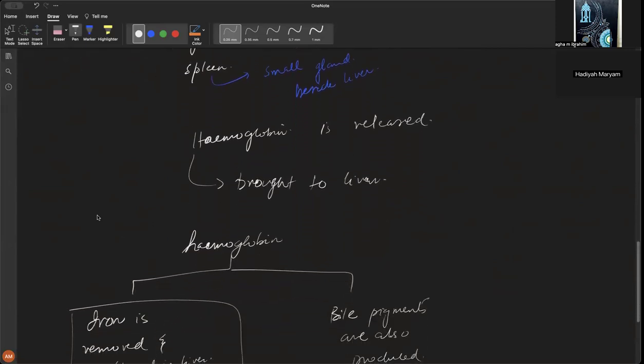Are you writing this down? Last point, hemoglobin. Right.